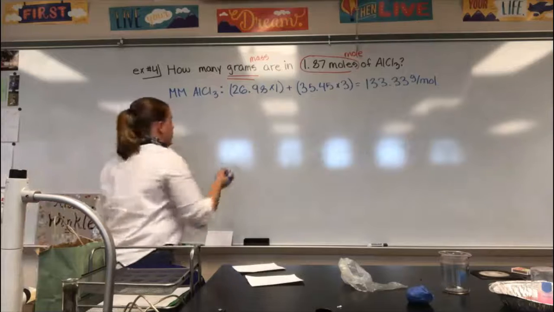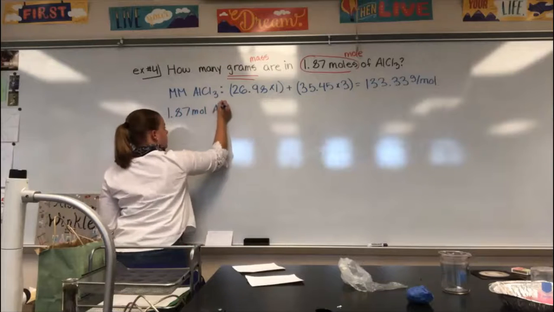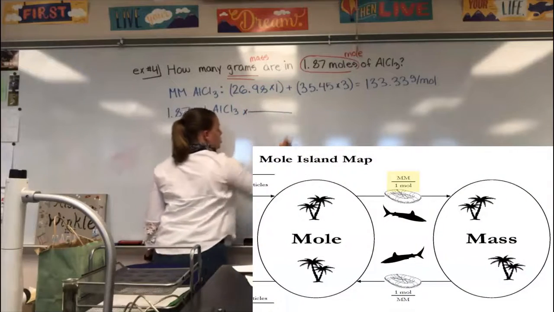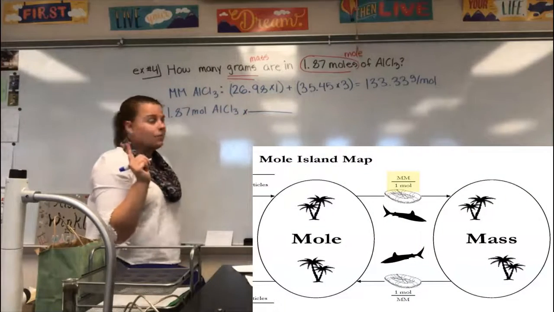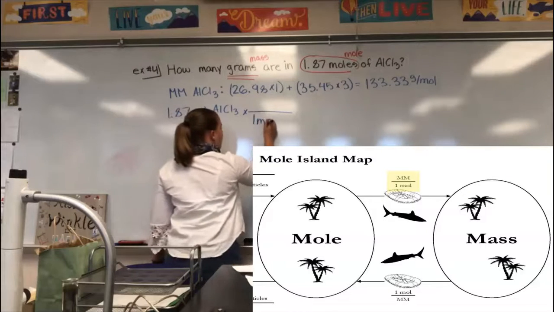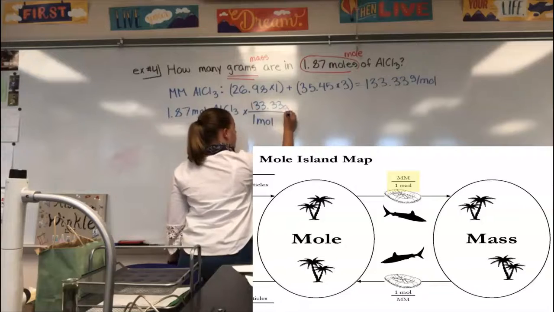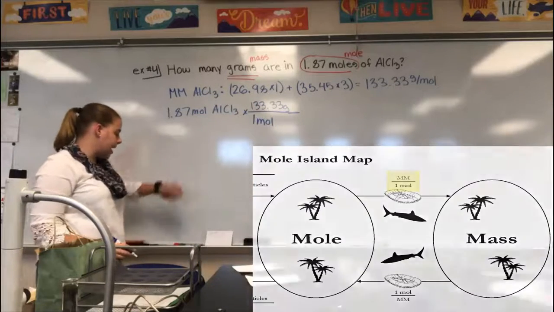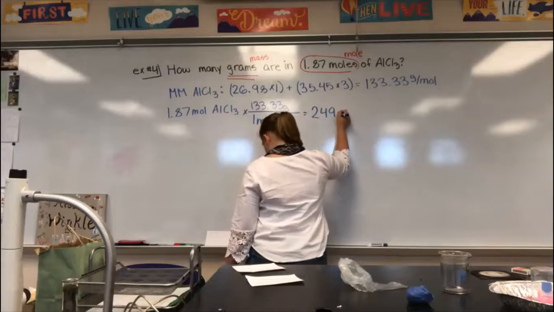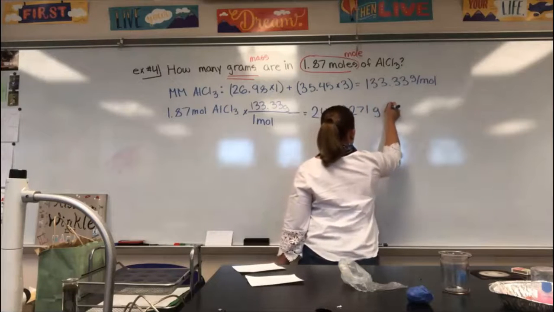So now we're ready to do our conversion calculation. Again, we always start out with what we're given. We're given 1.87 moles of aluminum chloride, AlCl3. Looking at your mole island sheet, we know we're going from moles to mass. So our mole island sheet tells us that 1 mole is on the bottom and our molar mass is on the top. Multiply the top, divide the bottom, and you get 249.3271. The unit is grams, and our compound is aluminum chloride, AlCl3.